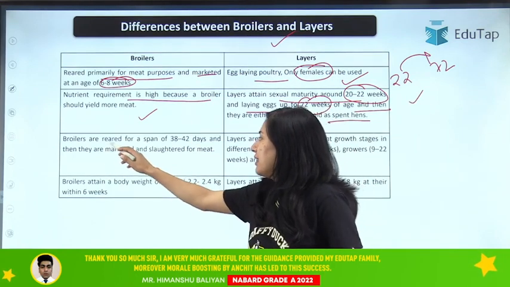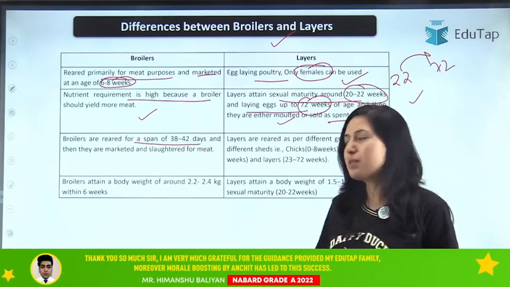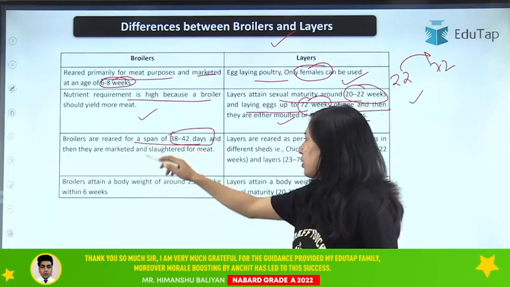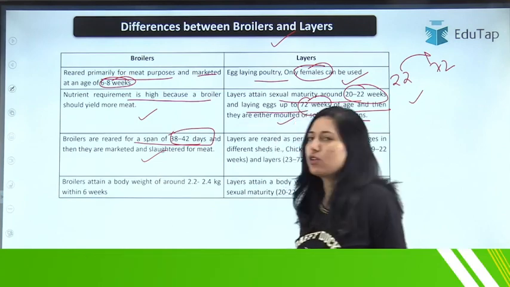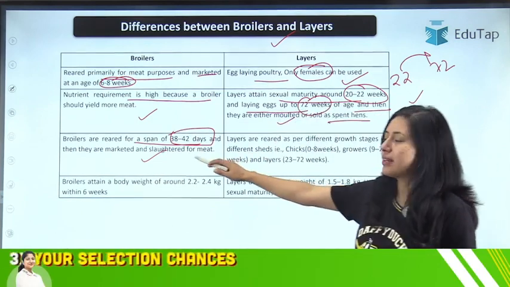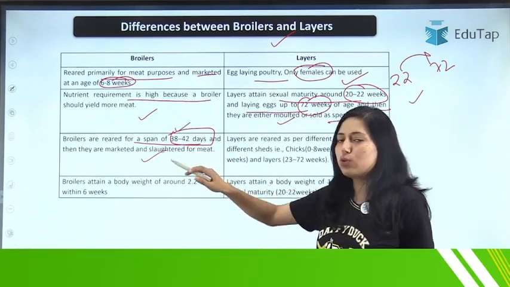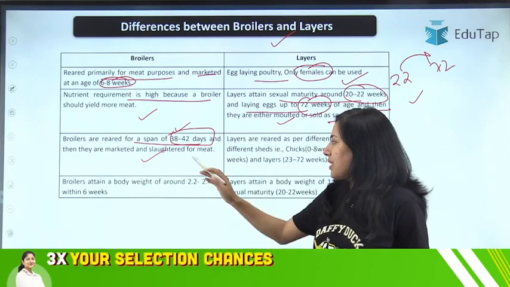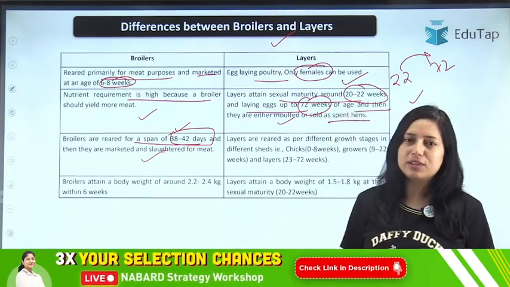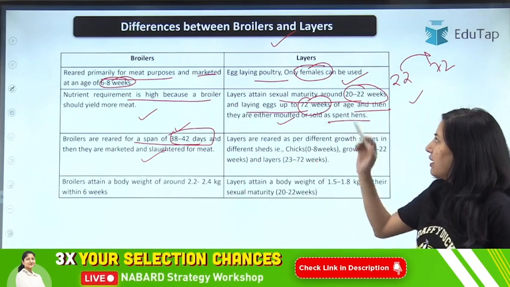Then broilers are reared for a span of 38 to 42 days, and then they are marketed and slaughtered for meat. Clear? So then we have layers.